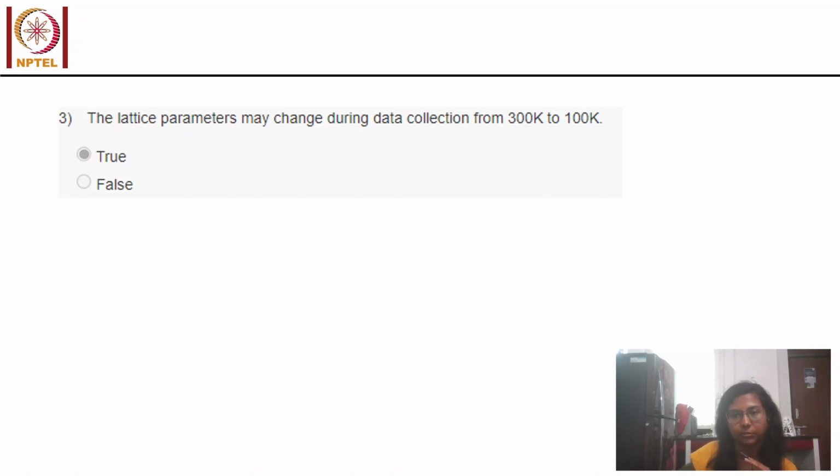300 Kelvin is quite a higher temperature. This is in Kelvin, and this is actually room temperature. Room temperature is 298 Kelvin or 25 degrees centigrade. Hence 300 Kelvin can be considered more or less as room temperature, whereas 100 Kelvin is quite low. If we take the data at 100 Kelvin, in the machine we have to go from room temperature to low temperature.